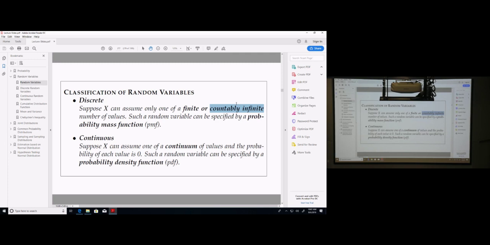Now, countable infinity means basically you can enumerate the elements, so you can count them, except that you have to keep going. So for example, the positive integers, 1, 2, 3, so you can count them. This is 1, this is 2, this is 3, but you will not be able to stop.